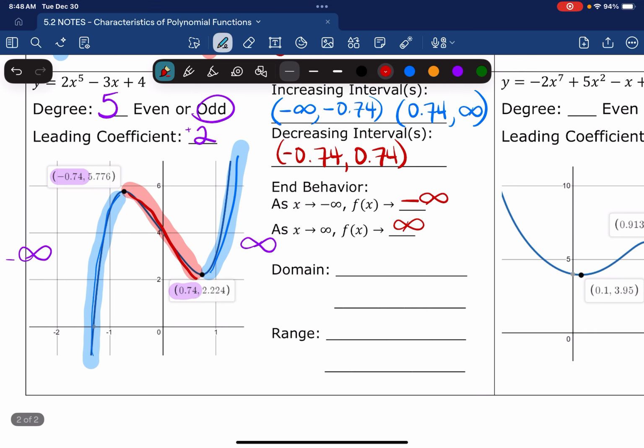So because this is an odd degree polynomial function, our domain is all real numbers, right? Or we can say it goes from negative infinity to positive infinity. And our range, lucky for us, is exactly the same. Y is an element of all real numbers, or you could say it goes from negative infinity to positive infinity.